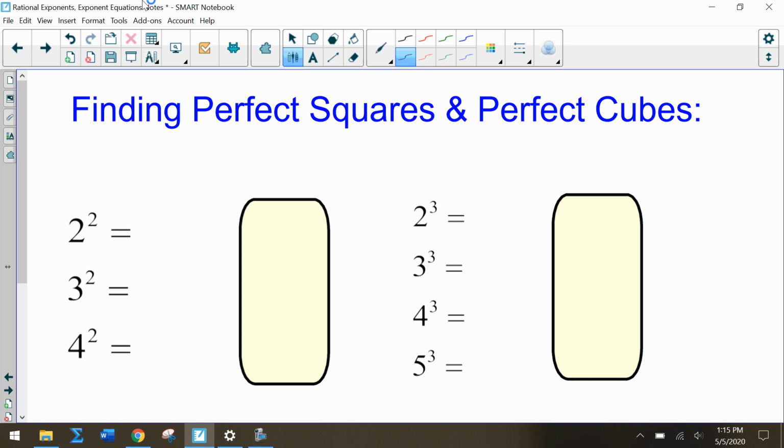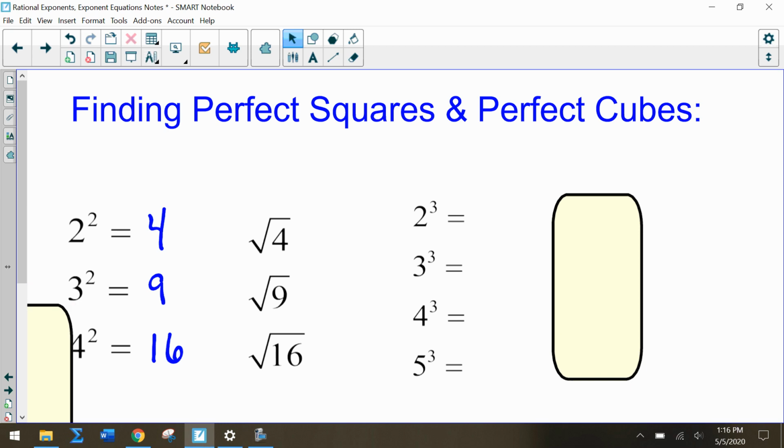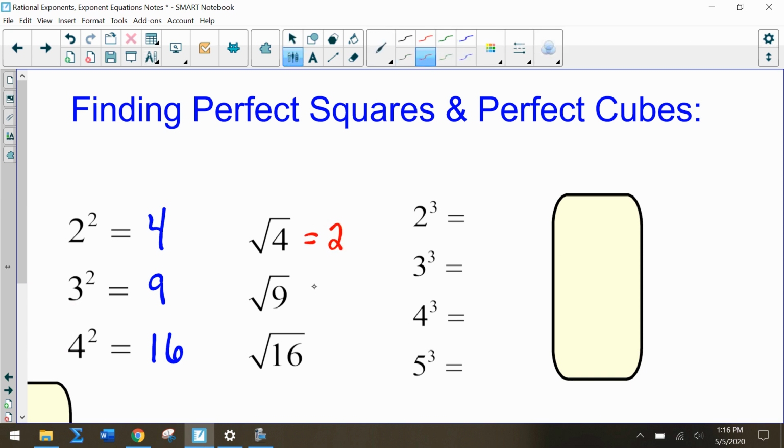Okay, so first we're going to talk about perfect squares and perfect cubes. There was a unit that we weren't able to do just yet in remote learning, so this is kind of a fast way to go through some key components of perfect squares and perfect cubes. So here I have 2 squared, I have 4, 3 squared, 9, and 4 squared is 16. So all of these numbers, 4, 9, and 16, are perfect squares. That means when we take the square roots of them, the square root of 4 is 2, the square root of 9 is 3, and the square root of 16 is 4. Okay, so that's something we're all familiar with.